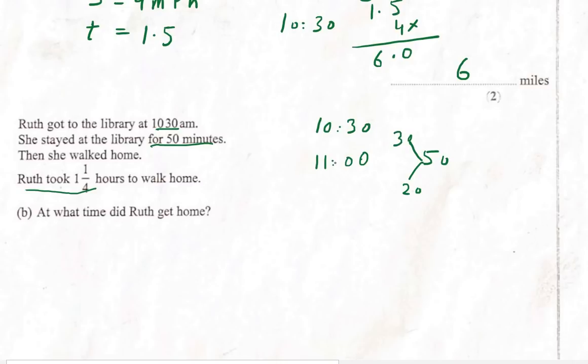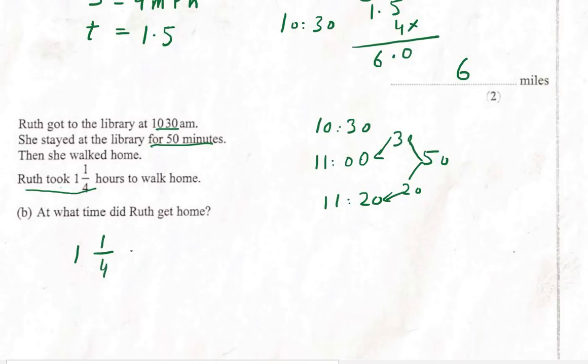So from 10:30, 11:30 goes over here. What we have left is 20, so it's going to be 11:20. So from 10:30, if you add 50 minutes, it's going to be 11:20. It means she started walking towards home at 11:20. We got that now. Then how long does it take to reach home? It takes 1 hour and a quarter, so 1/4. We need to find it in minutes.